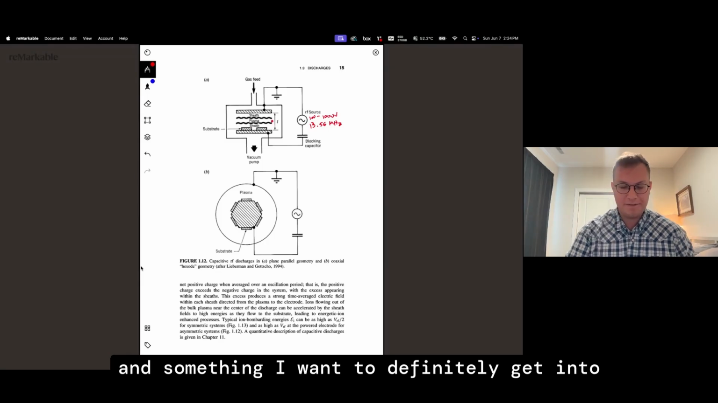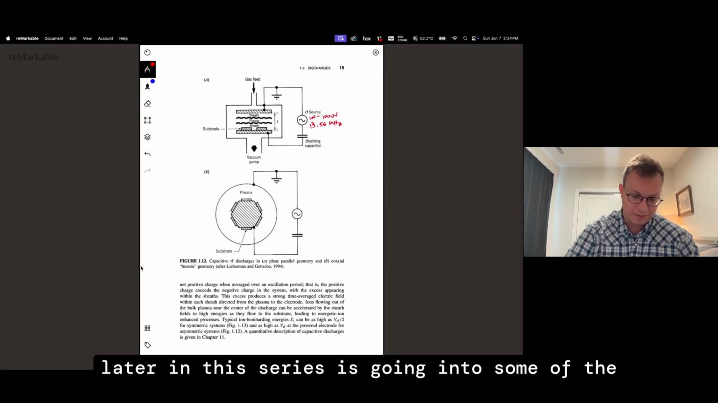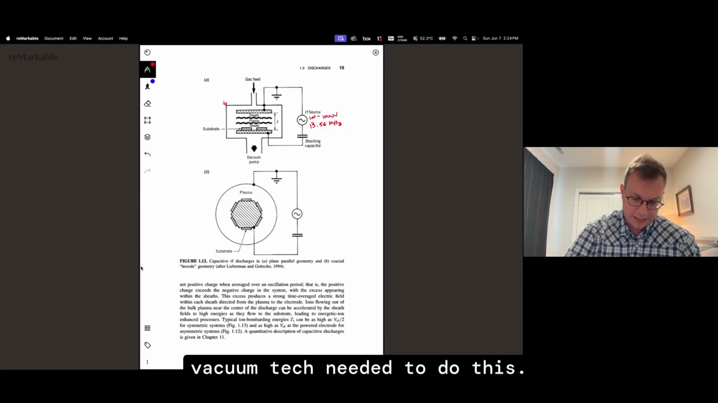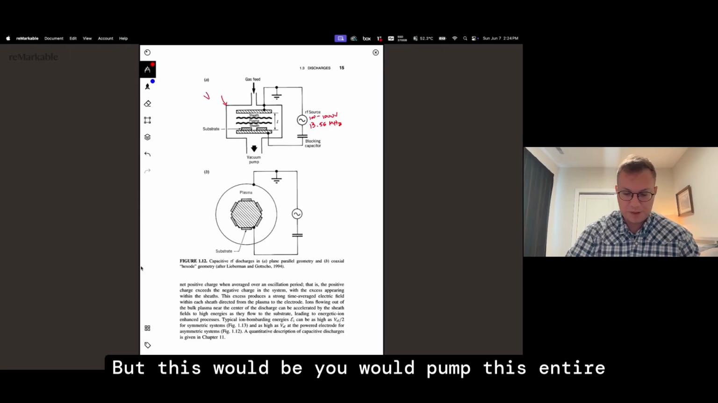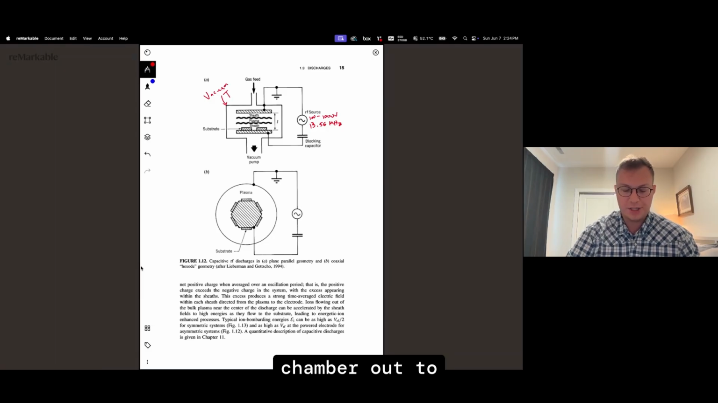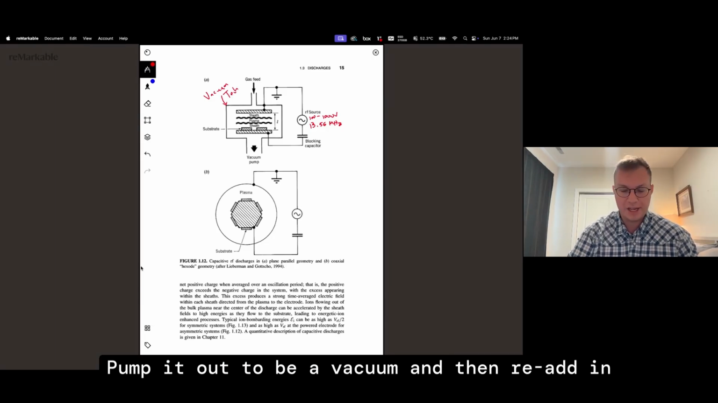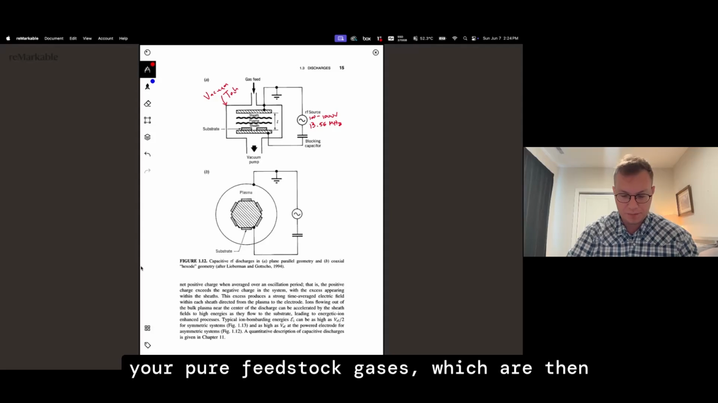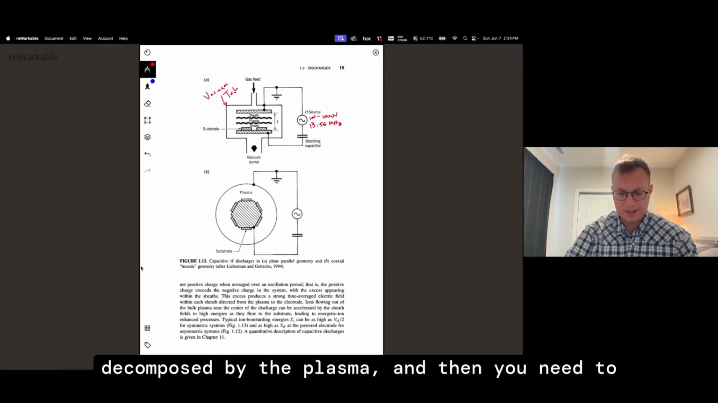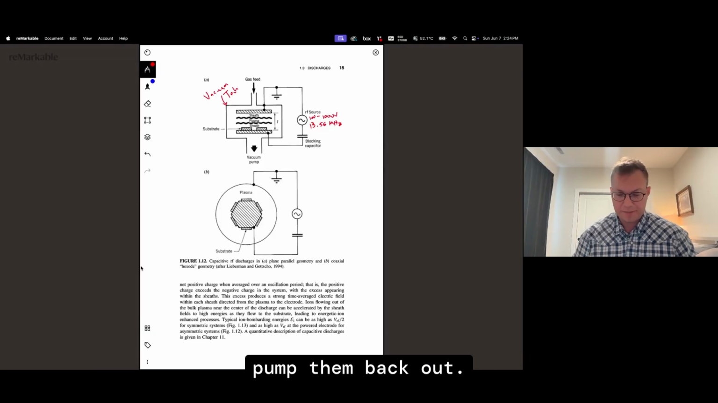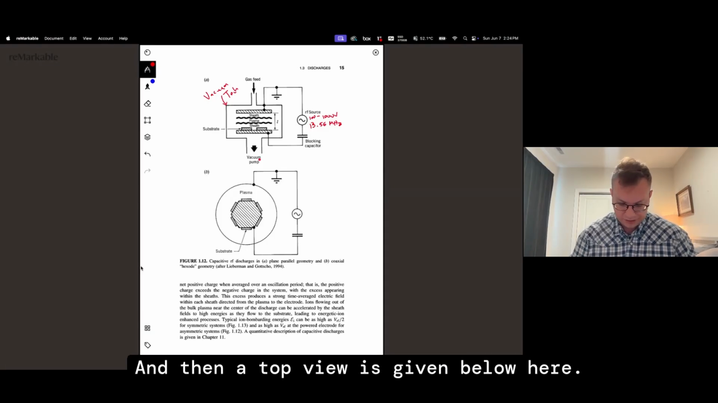And something I definitely want to get into later in this series is some of the vacuum tech needed to do this. But this would be, you would pump this entire chamber out to be a vacuum, and then re-add your pure feedstock gases, which are then decomposed by the plasma, and then you need to pump them back out. And then a top view is given below here.